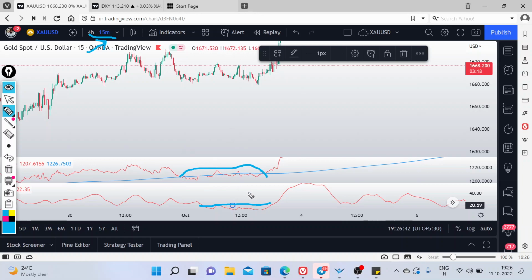So this is the setup. You can backtest it and it works very well if you use it properly.